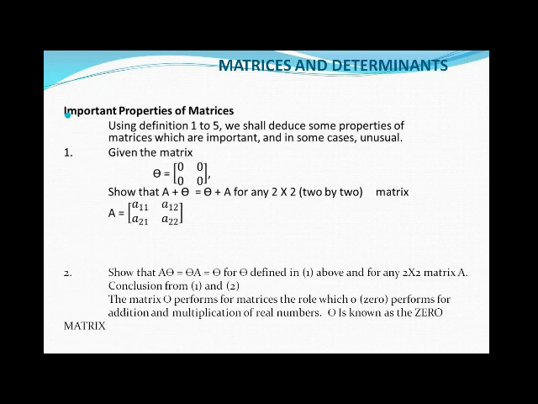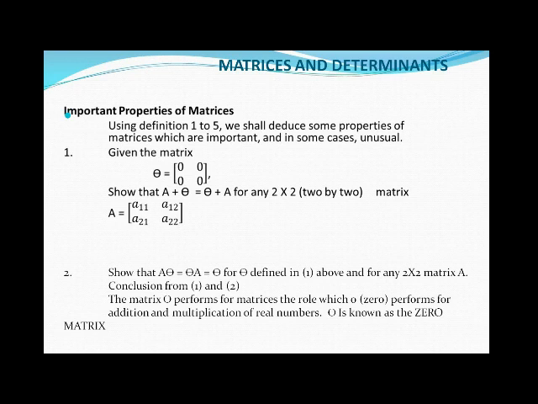Let us look at the important properties of matrices. Using definitions 1 to 5, we can deduce some properties of matrices which are important and in some cases unusual. Given the matrix theta is equal to 0, 0, 0, show that A plus theta is equal to theta plus A. We want to show if addition of matrix is commutative. So for any 2 by 2 matrix, you now have matrix A containing the entries A11, A12, A21, A22.